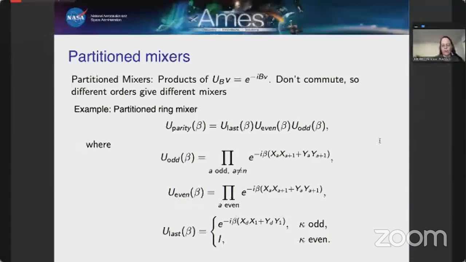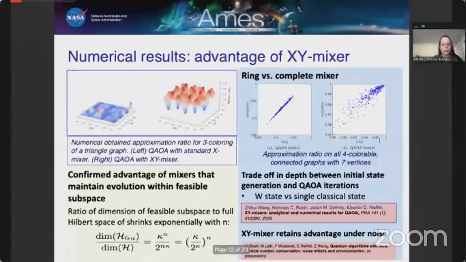And there's a lot of work to be done to understand which of these are best, and it will depend somewhat on the hardware. We have numerical results showing the advantage of the XY mixer. This confirmed the advantage because basically you're maintaining the evolution within a feasible subspace. And it's worth noting that as the number of qubits increases, the ratio between these two exponential subspaces shrinks exponentially with n. So with larger numbers of qubits, one gets better and better results for the XY over just the X mixer.